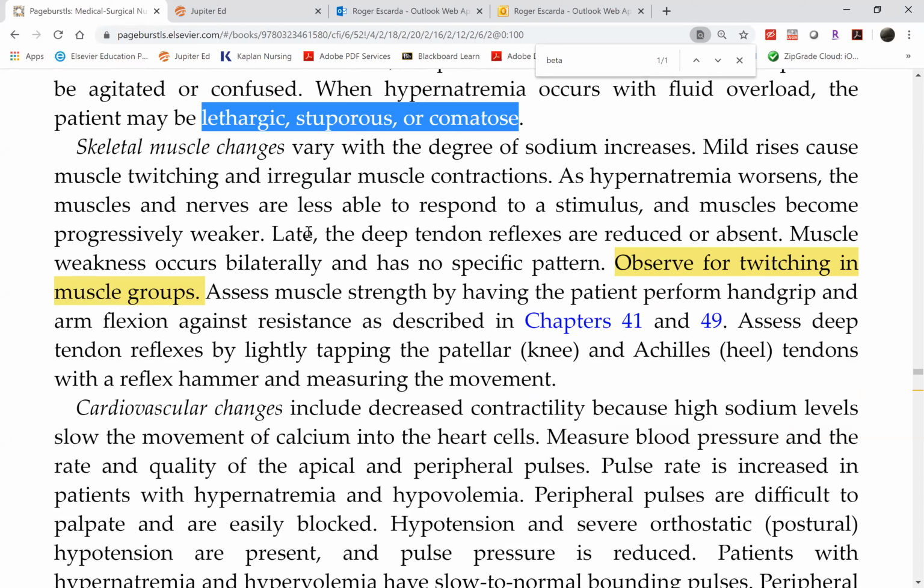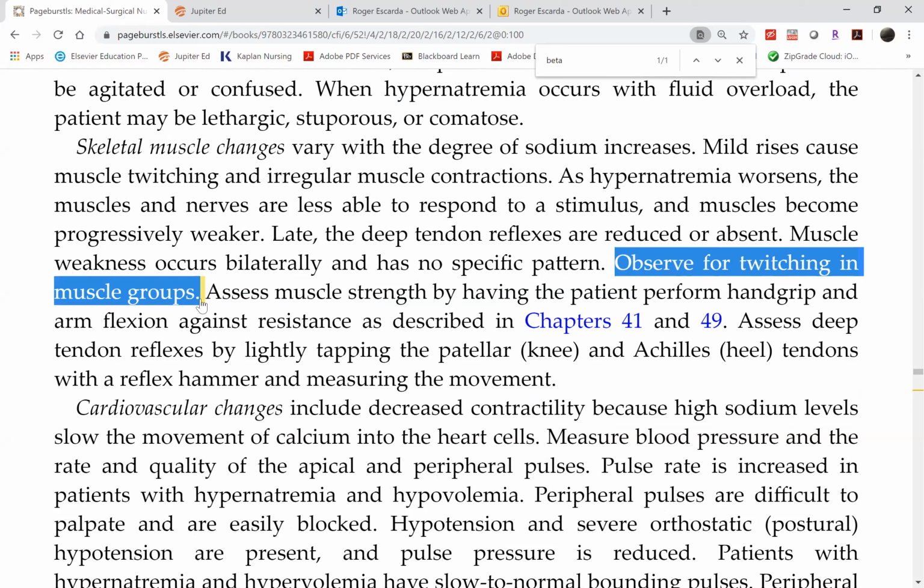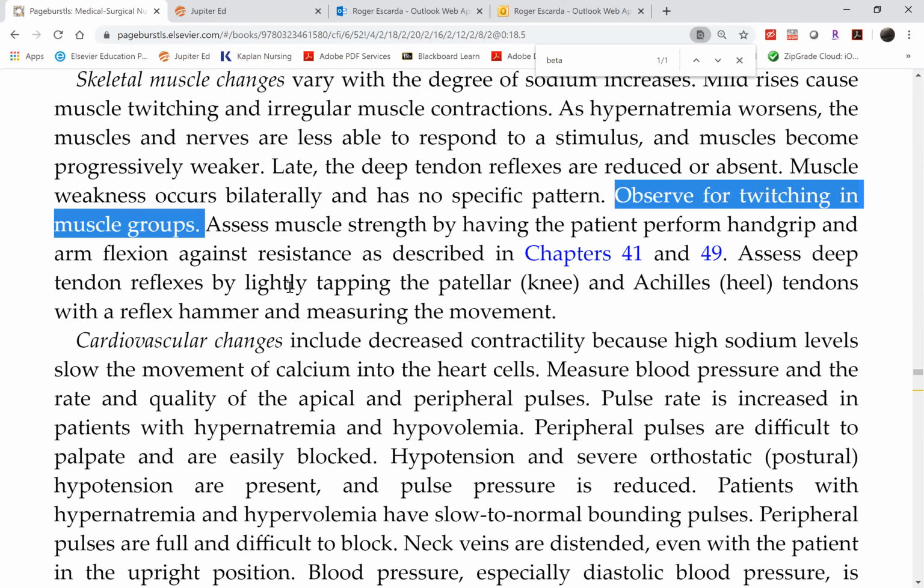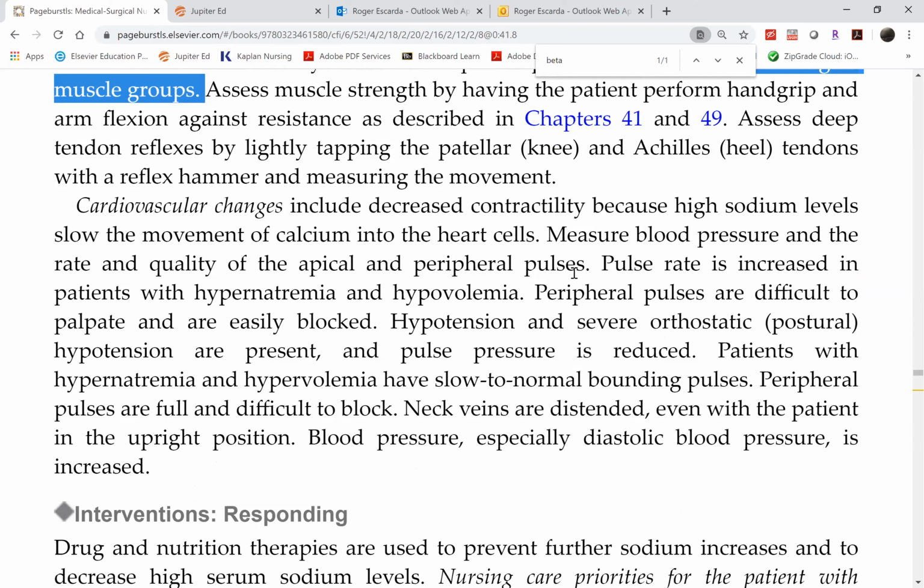Skeletal muscle changes, some difference here. There will still be some weakness, just like in hyponatremia. However, there will now be twitching. Still weak, but then they become more irritable. So you observe for some muscle twitching in muscle groups. Again, we'll skip the cardiovascular changes because this is exactly what happened also in hyponatremia.